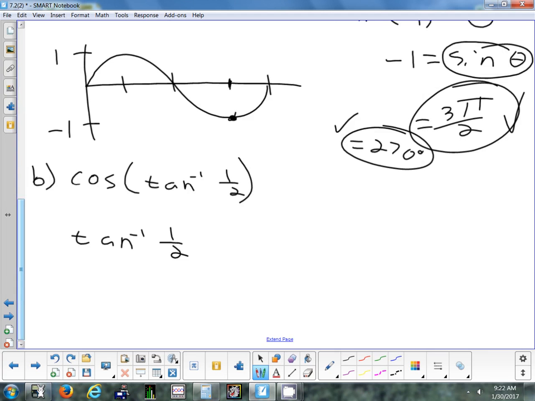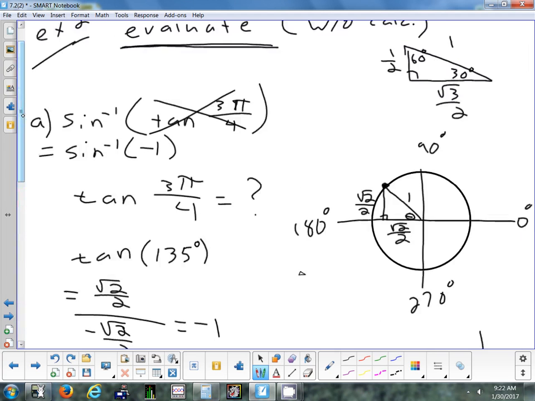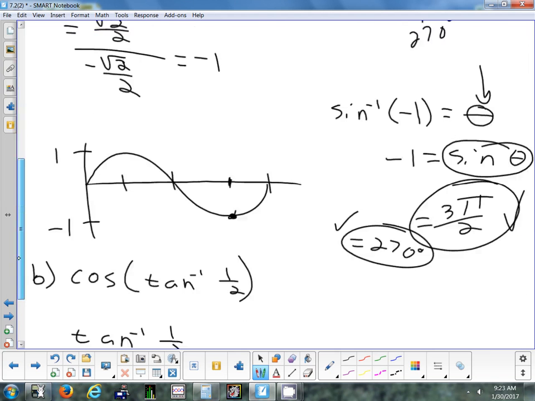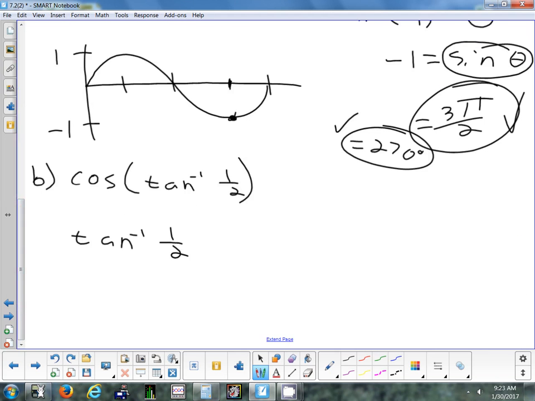If the inside is regular trig, like this one, then most of the time you're going to use your unit circle to figure out what that number is. And it'll always come out to something nice. If the inside is inverse trig, you're going to draw a diagram. You're going to draw a right triangle.